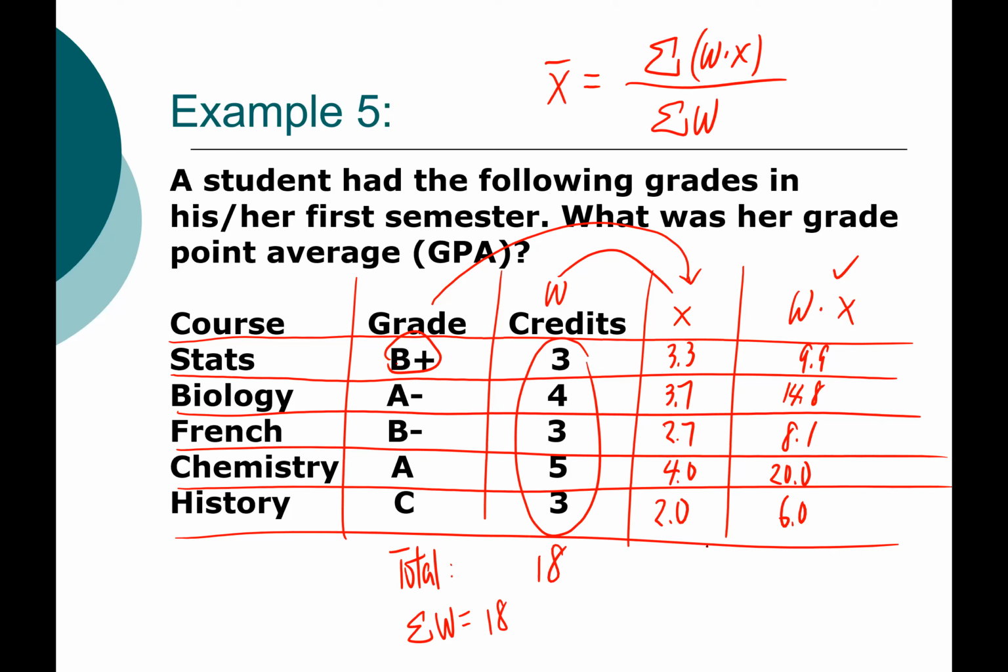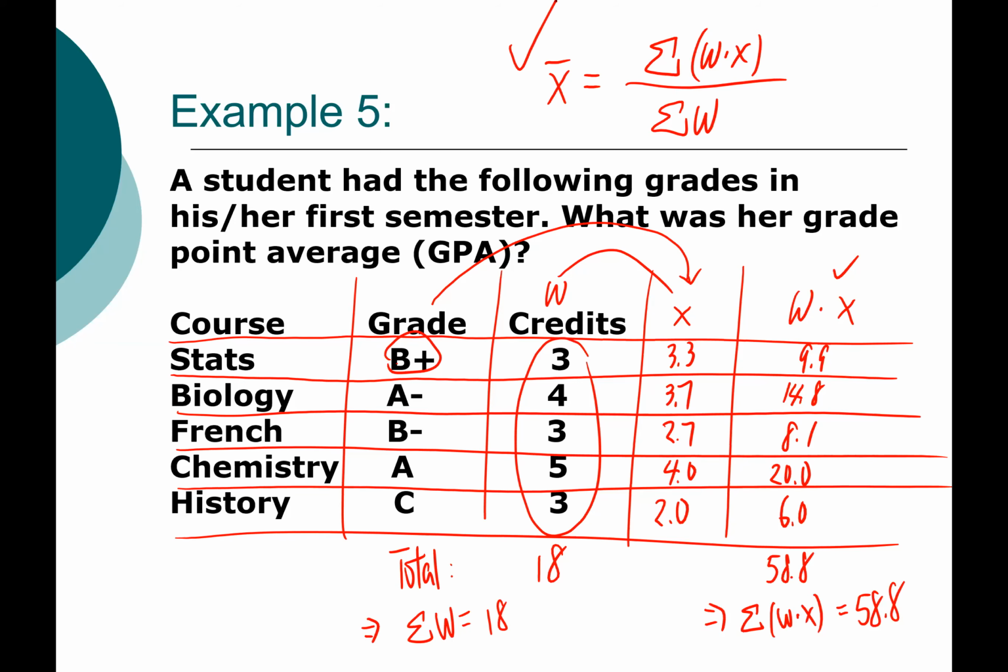You also sum up this column by adding 9.9, 14.8, 8.1, 20.0 plus 6. And that's 58.8. This indicates the total of the product, W times X, it's 58.8.